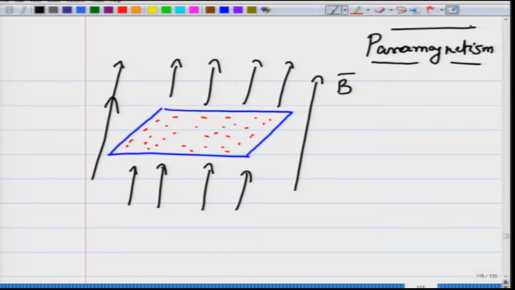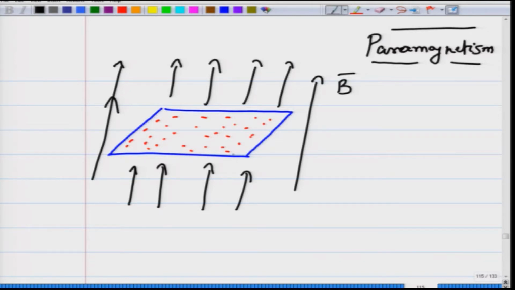We had begun our discussion on magnetism, and we wanted to explain the phenomenon of paramagnetism using Sommerfeld's theory. And what is paramagnetism? Paramagnetism is when a material gets magnetized when placed in an external magnetic field.